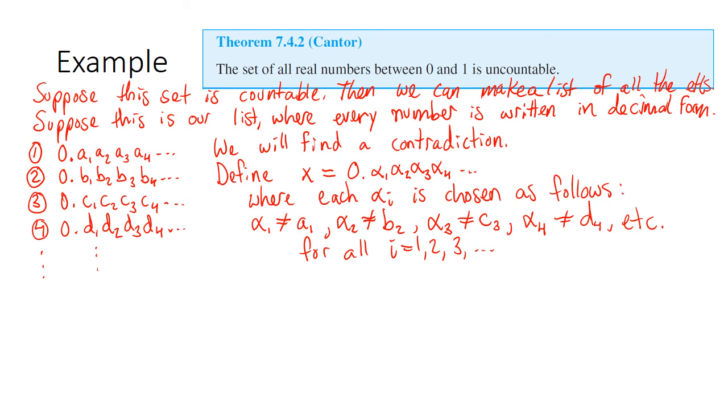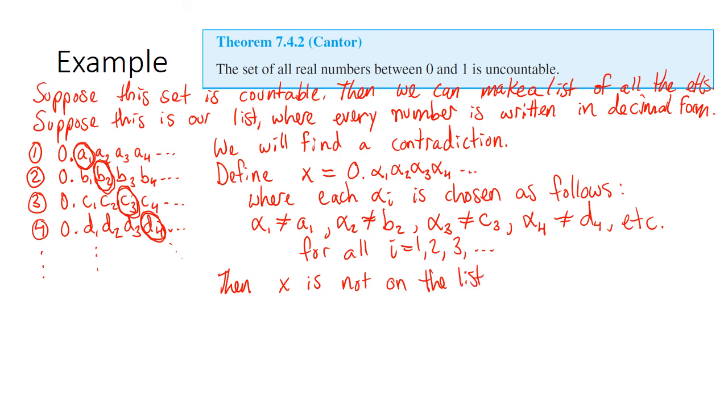So you look at this diagonal here, this A1, B2, C3, and then D4, and you choose alpha's digits in such a way that alpha 1 is different from this one, alpha 2 is different from this one, alpha 3 is different from this one, alpha 4 is different from this one, and so on and so forth forever. And so then x is not on the list.